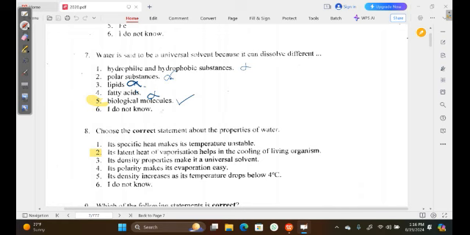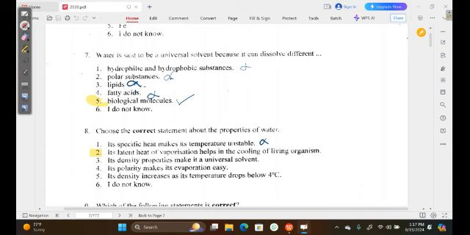So question 8 is saying choose the correct statement about the properties of water. So number 1 is saying its specific heat makes its temperature unstable. So this is wrong because the specific heat of water actually makes it temperature stable. That's why it's difficult for it to change states. It requires a high amount of energy.